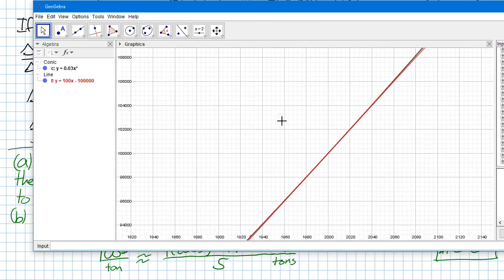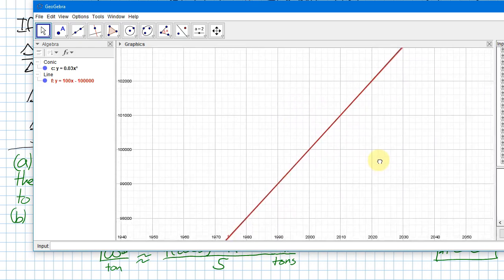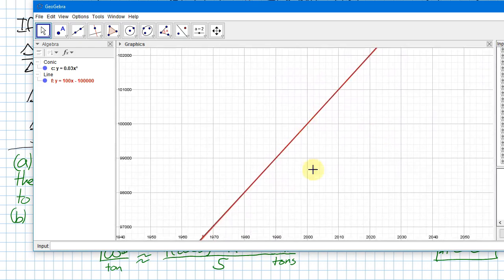So if we zoom in this much, you can't even see the difference between them. So 2005 tons is here, and the change in the cost between producing 2000 tons, which is 100,000 here, and 2005 tons, that difference is going to be almost exactly the same whether or not you use the actual parabola, the actual cost function I made up, or the tangent line.